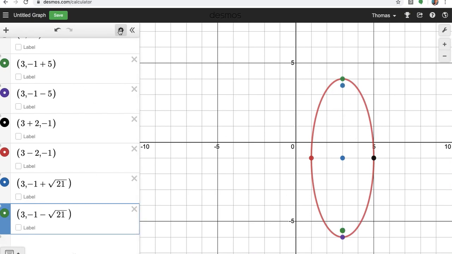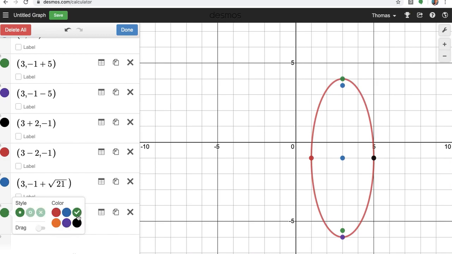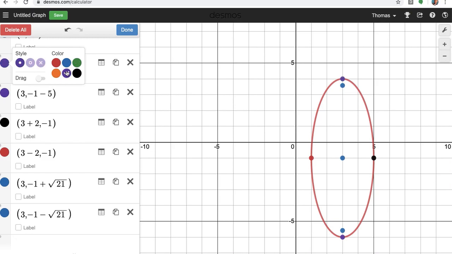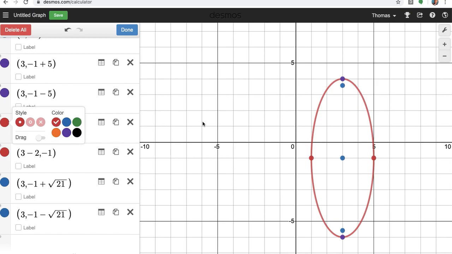So, switching some things around, just so we have some consistency. The two purple dots, top and bottom, those are our major axis vertices. The two red points are our minor axis vertices. Blue in the center is clearly the center, and the other two blue points are the two foci. And so we've got an example of a vertical ellipse.